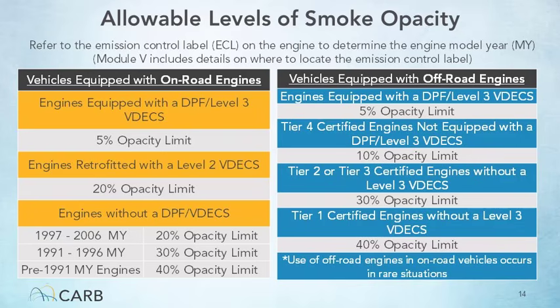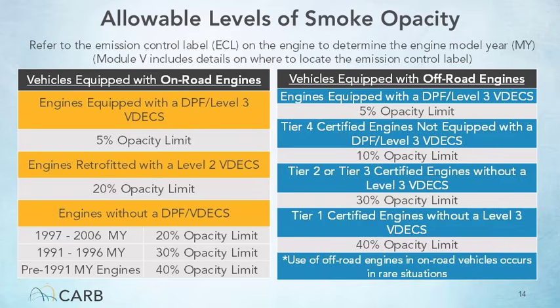You should refer to the emission control label on the engine to determine the model year of the engine. Details related to where the ECL is located on the engine and how to read it are further explained in Module 5 of this training course. The table on the left shows the allowable smoke opacity levels for vehicles equipped with on-road engines based on the model year of the engine and their emission control systems.